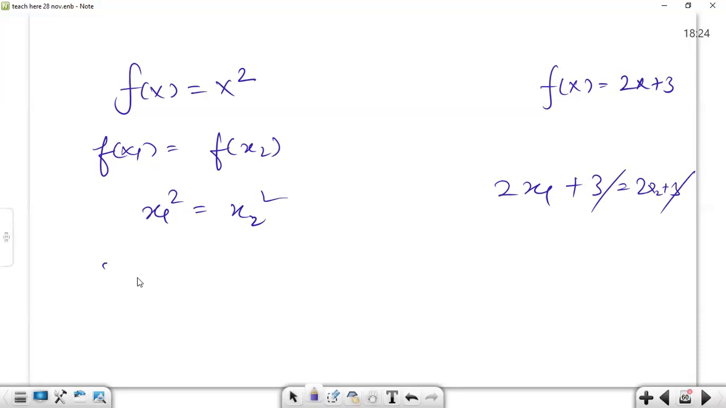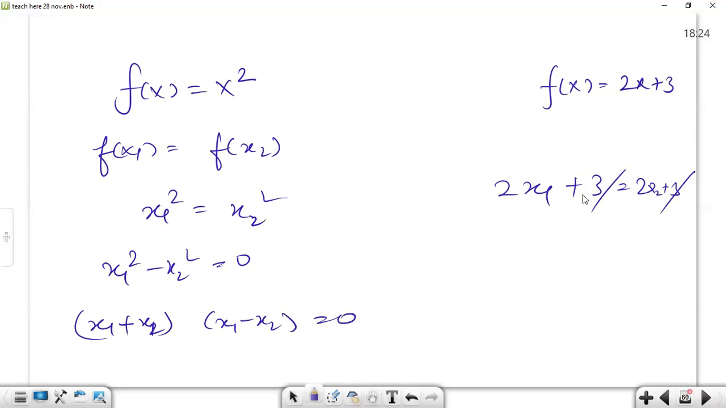Now writing this on the left-hand side, this becomes an identity: a plus b into a minus b equals 0. Now solving the other, 2x1 equals 2x2, so 2x1 minus 2x2. Whenever there is a variable, do not cancel directly. Always remember this. Take 2 common here.